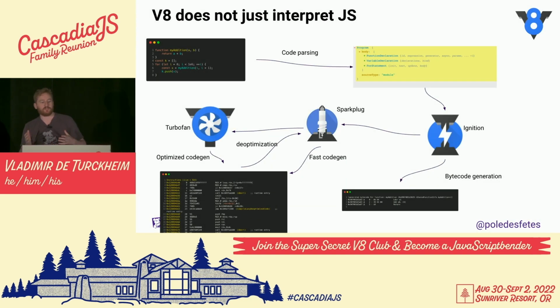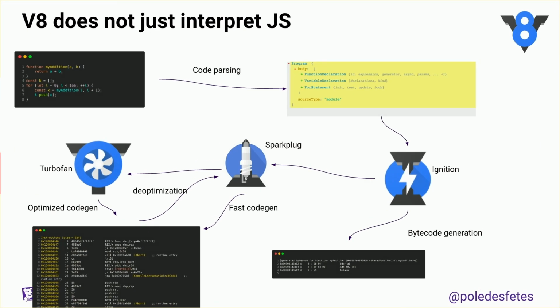So V8 does not only just interpret JavaScript. What happens when you provide JavaScript code to V8? Well, first of all, it will parse it and define what's called an AST, abstract syntax tree. That's basically a set of objects that represent the code as parsed. And when the code is parsed, it will go into a first sub-engine named Ignition.